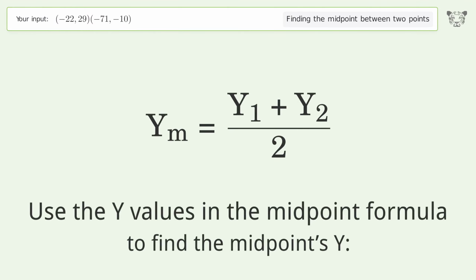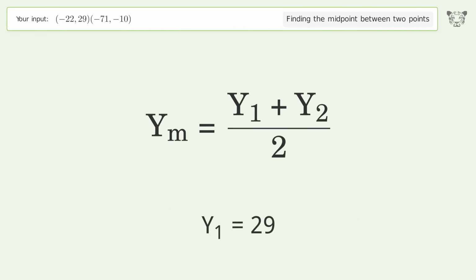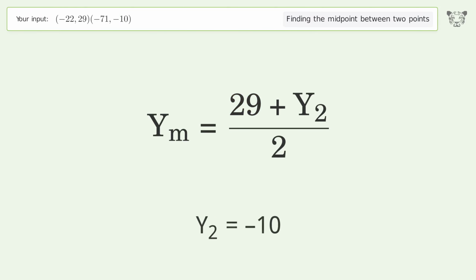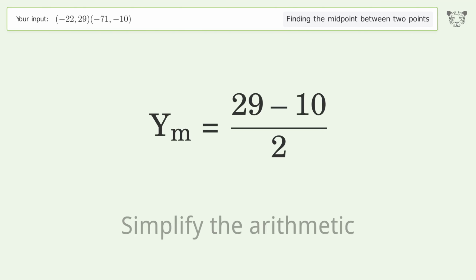Use the y values in the midpoint formula to find the midpoint's y. y1 equals 29. y2 equals negative 10. Simplify the arithmetic.